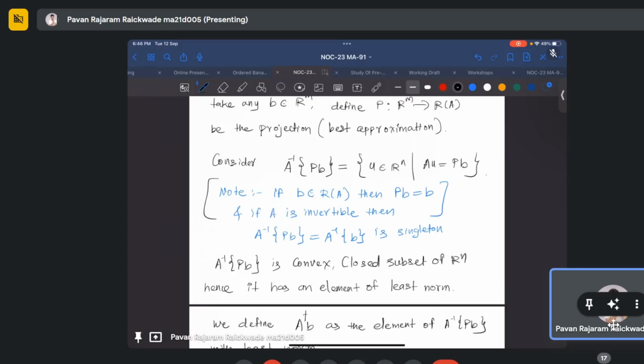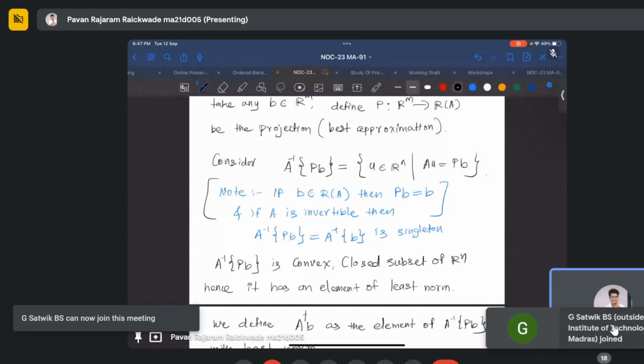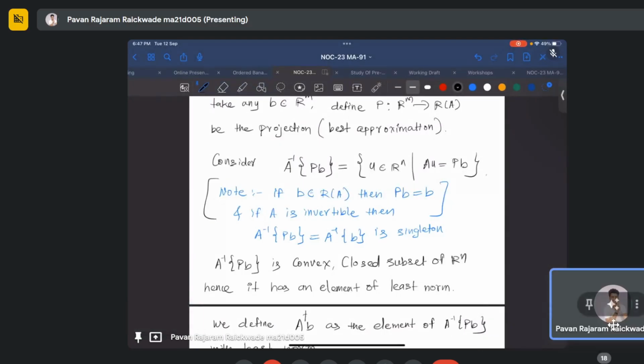See, if B is in the range of A, then the projection will be the same, right? So projection means what? You find an element in the range space which is closest to that point B. And if B is in the range space, then which element is closest to B itself? It's like saying there are a bunch of people in a room, and there is a person outside the room. So you want to find a person in the room which is closest to that person outside. But if the person is inside the room, then that person himself will be closest to him, right? Do you understand the logic?